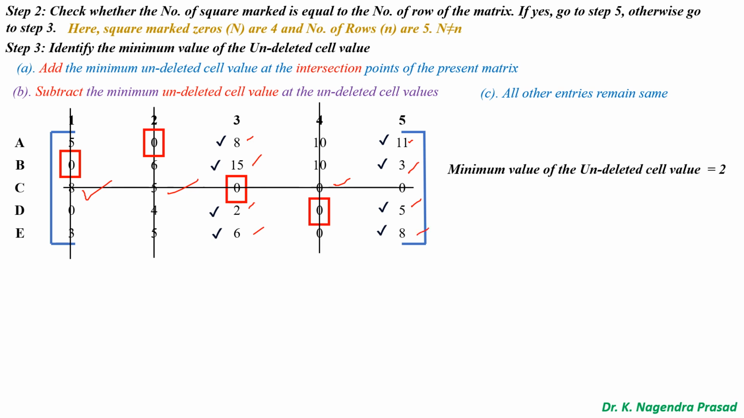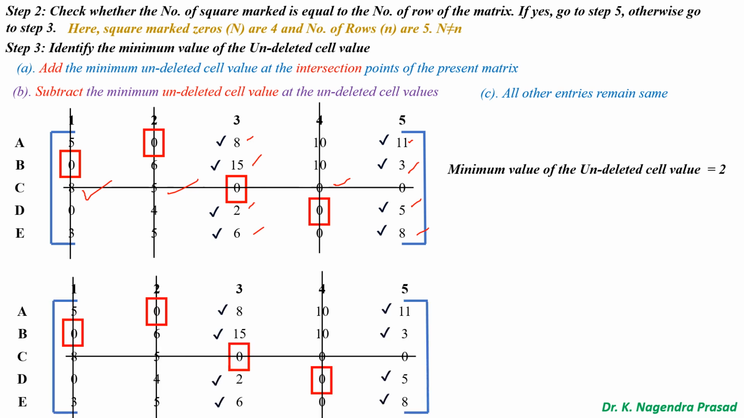Among these undeleted cell values, the minimum value is 2. Then we have to add this 2 to the intersection points 8, 5 and 0. Then these values will become 8 plus 2, that is 10, and 5 plus 2, that is 7, and 0 plus 2 equals 2.